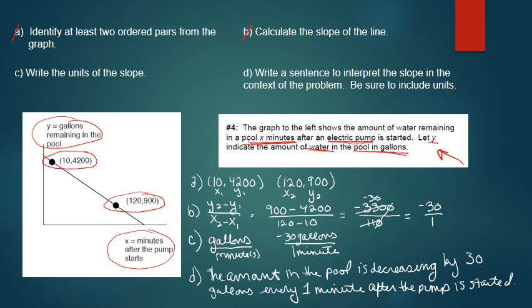All right, now don't forget, you have decreasing, which is because of the negative on the slope. So if it were a positive slope, you would be increasing. 30 gallons is the quantity in your slope, and gallons is the unit. That's for your y. And then every 1, in this case, that's the slope for your run, the denominator of your slope, and minute is the unit for the denominator of the slope. And that is the completion of part B. And we had completed part C before we did that as well.